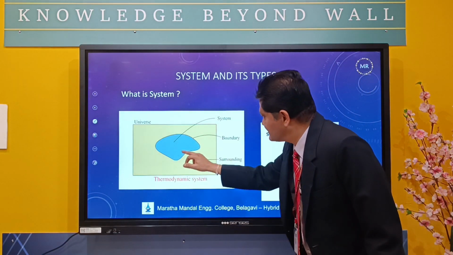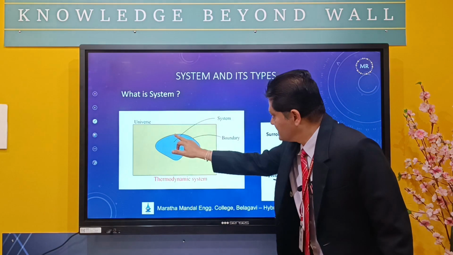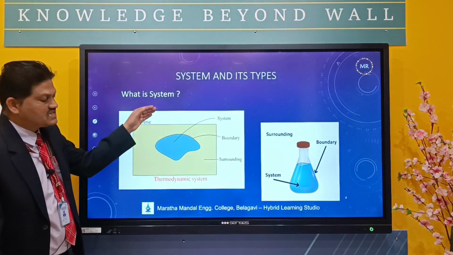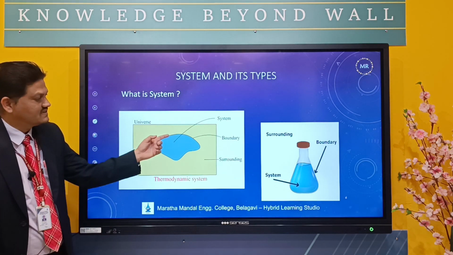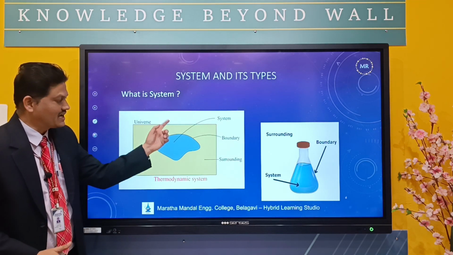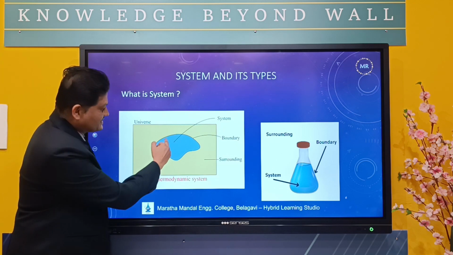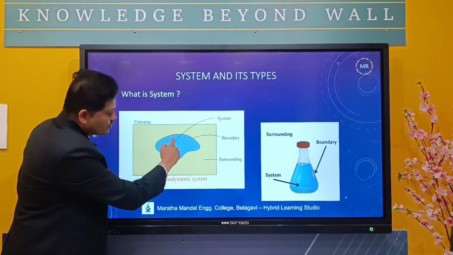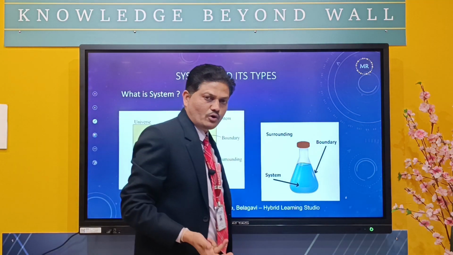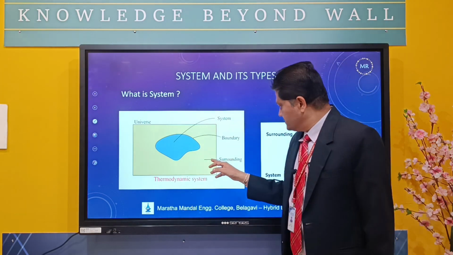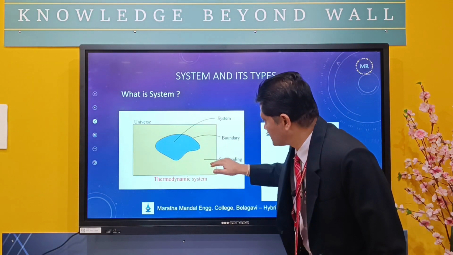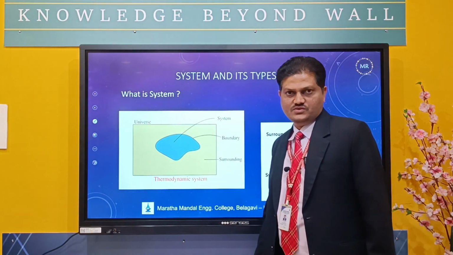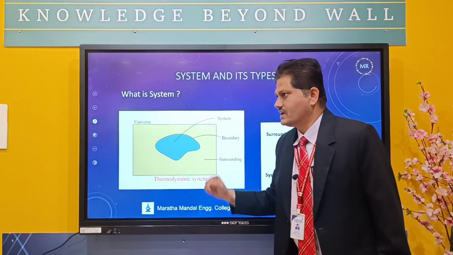The system always has its own boundary, and because of its boundary it is separated from the surroundings. Everything external to the system is called the surrounding. You can see here, the blue part is the system and this is the boundary. The boundary may be a physical boundary or an imaginary boundary. The system and surroundings together form the universe.